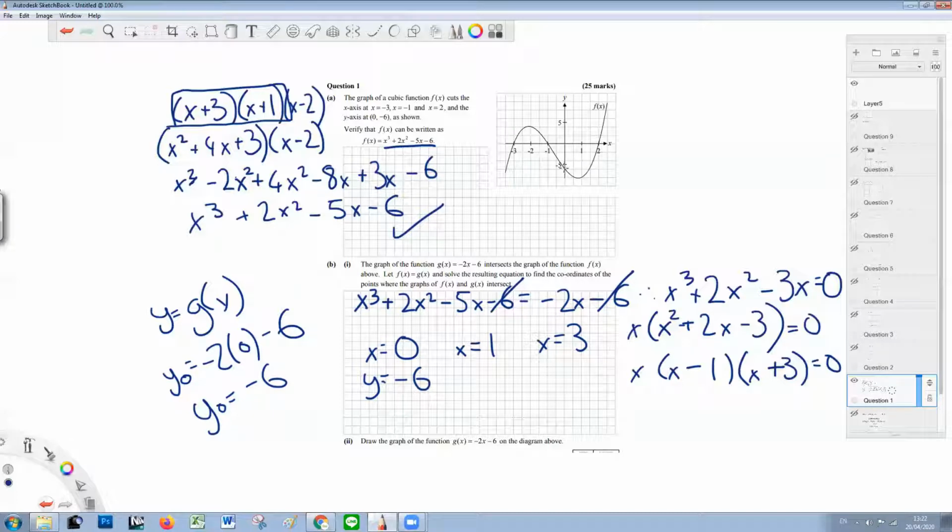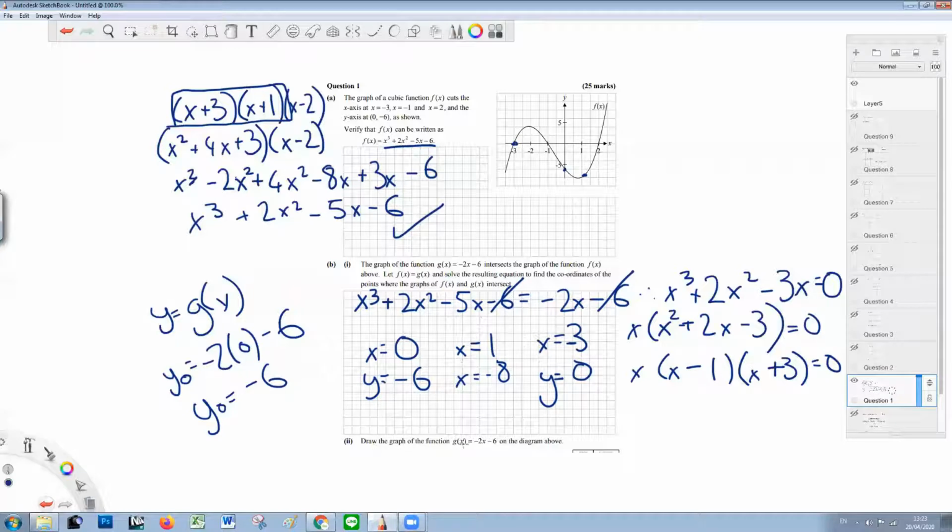And that seems about right because I have a point here. Where x is equal to 1, y is equal to -2 minus 6, so y is equal to minus 8. And at 1, yeah, that seems about right too. And where x is equal to -3, sorry, because that's x plus 3, so x is -3. So it's going to be -2 multiplied by -3, so it's going to be plus 6 minus 6, so it's going to be 0. So -3, 0. So that seems right as well.